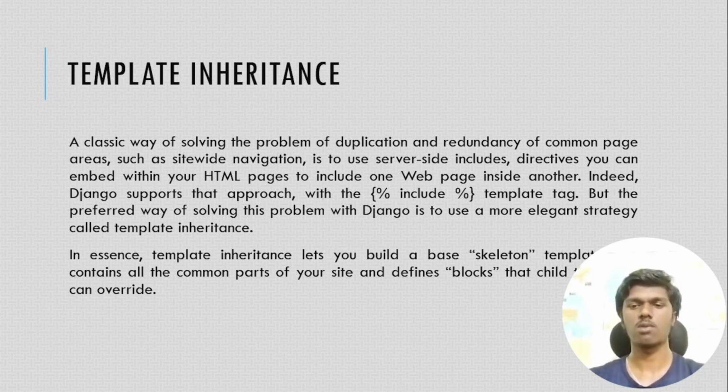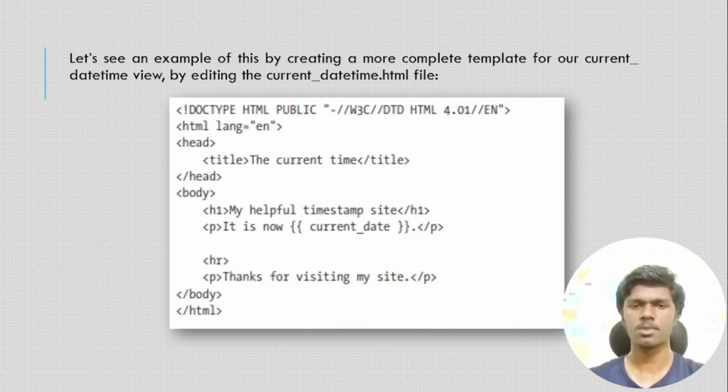But the preferred way of solving this problem with Django is to use a more elegant strategy called template inheritance. In essence, template inheritance lets you build a base skeleton template that contains all the common parts of your site and defines blocks that child templates can override. So let's see an example of this by creating a more complete template for our current data view by editing the current data HTML file.